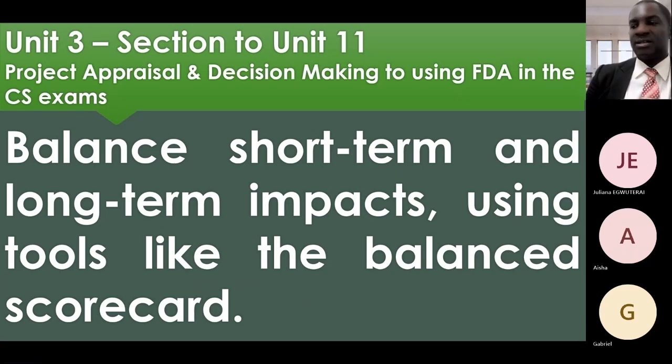The examiner has tested the balanced scorecard in previous editions of the case study exam. So I think I've solved that question. You can go back to the YouTube channel to look at how the balanced scorecard is applied in that requirement 2 question.